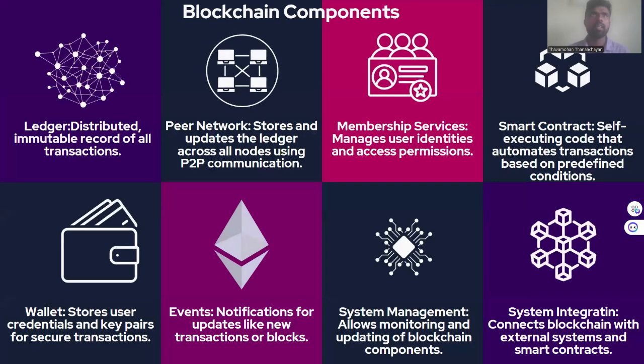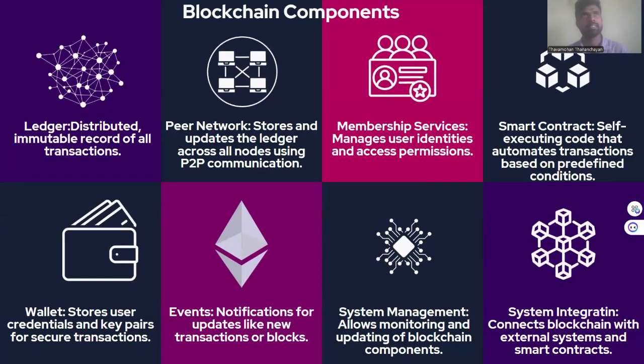Thank you, Kidurshika, for the great introduction. I will now explain the key components of blockchain technology and how they contribute to its structure and security. Let's begin with the ledger. In the blockchain, the ledger is a distributed and immutable record of all transactions. Once a transaction is added, it cannot be changed or deleted. This is what provides blockchain its high transparency and security.